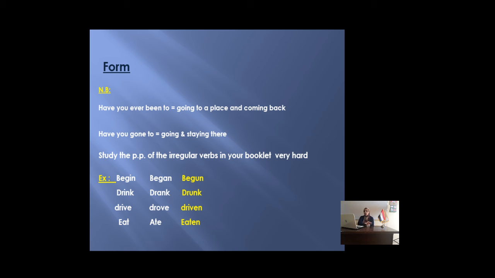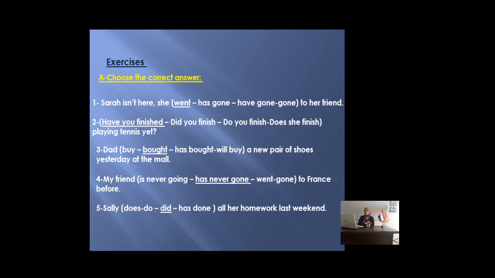Let's go to slide 9. It's the exercise that we have. Choose the correct answer. It's done for you to know the difference. Sarah isn't here. She went, or has gone, or have gone, or gone to her friend. Okay, she's not here. I may use she went to her friend, or I may use she has gone to her friend. Why should I use she has gone? I don't have any keywords here. So I have to say, she went to her friend.